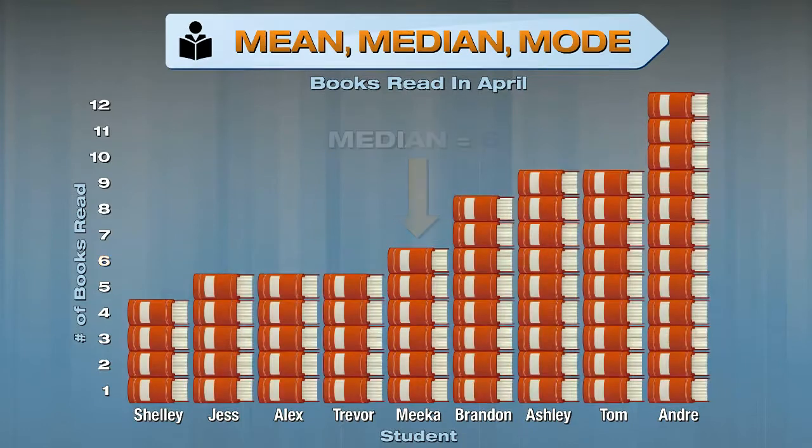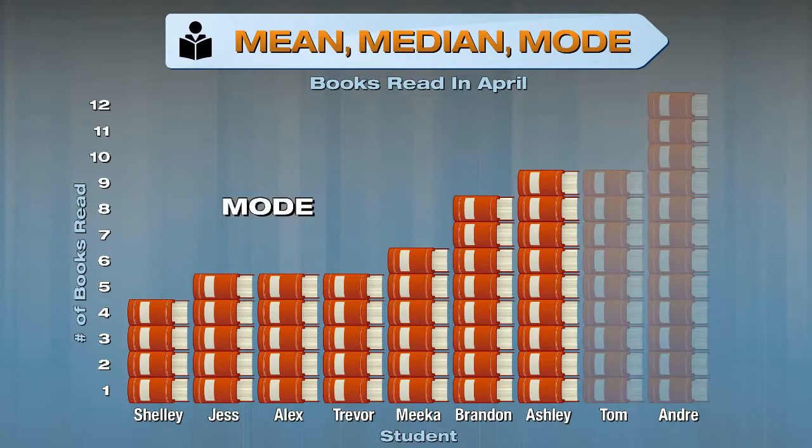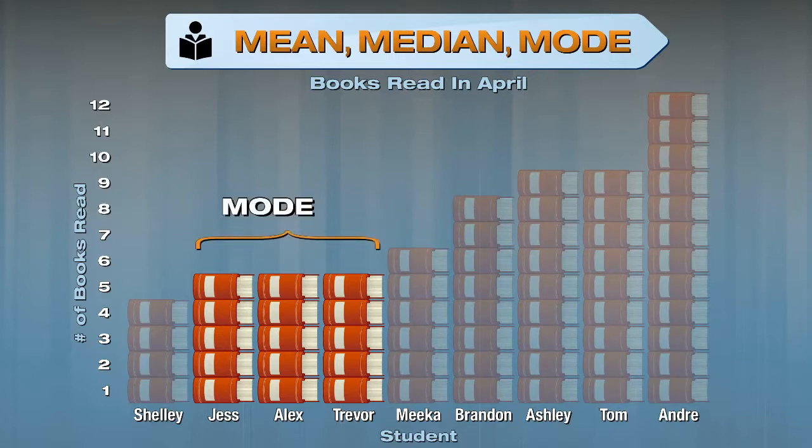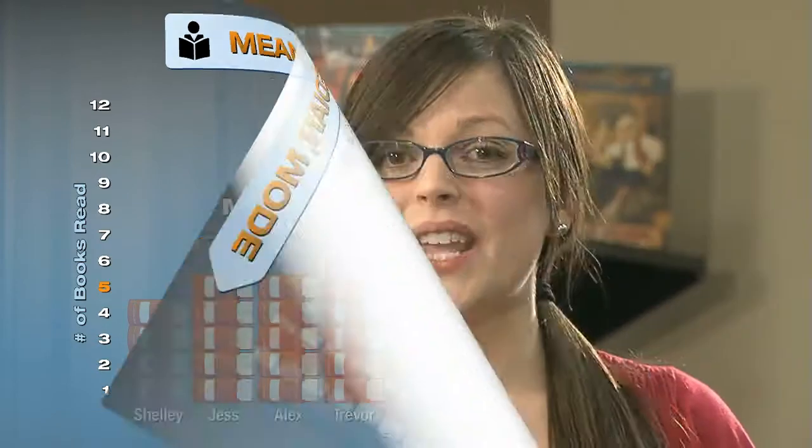Another way to describe the number of books read by a typical club member is to use the number that occurs most often, which is the mode. Look at the graph. 3 students read 5 books. 5 is the most common number, so it's the mode. You may find that some datasets have 2 modes with 2 numbers equally common. When datasets have 2 modes, they are described as bimodal.